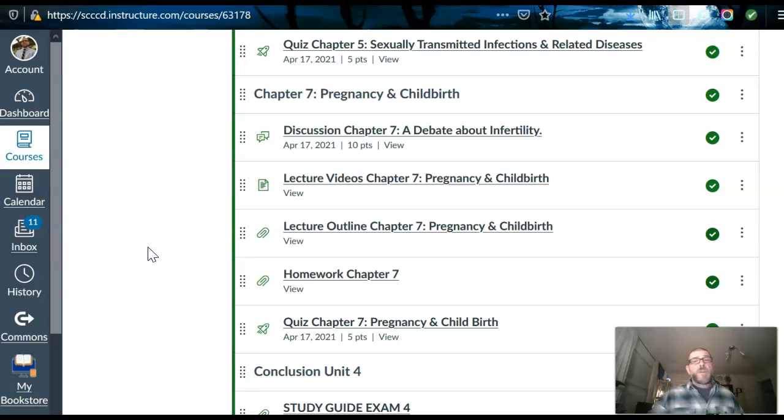Now our last chapter here, our fourth chapter, is chapter 7 on pregnancy and childbirth. And do make note that we're going to be very selective in the content we are going to cover in this chapter. I'm not really going to hold you responsible for the material on pregnancy itself and the process of childbirth there. What we are going to focus on basically is the impact of childbirth and pregnancy upon sexuality.